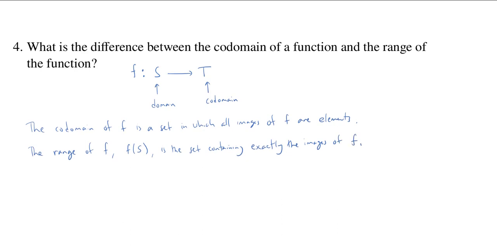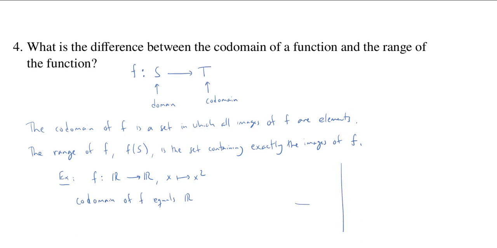Okay, so as an example, I could write down the function f from the real numbers to the real numbers, which sends an element x to x squared. The codomain of f, well, we just see it here. It's the real numbers, because every square is a real number. So the codomain of f equals R.